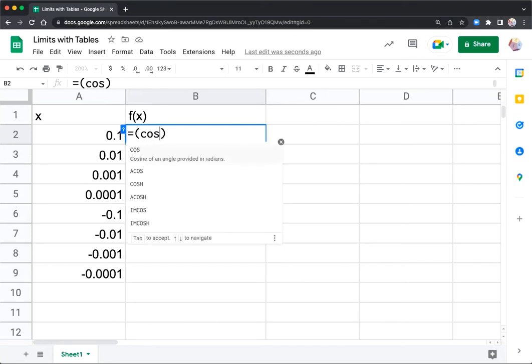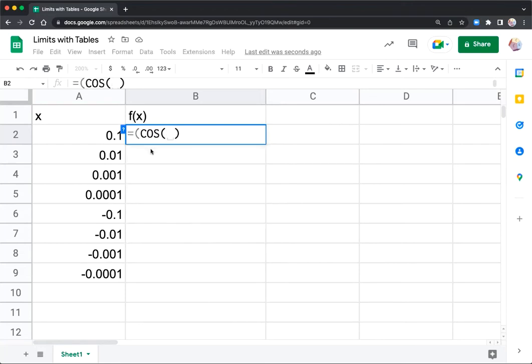And the spreadsheet is smart. It knows a whole bunch of functions with COS in them. I'm going to choose this one. It capitalizes it because that's its syntax, but I just chose the cosine, right? And it gave me a left parenthesis for the cosine's argument. So I have cosine of 11.